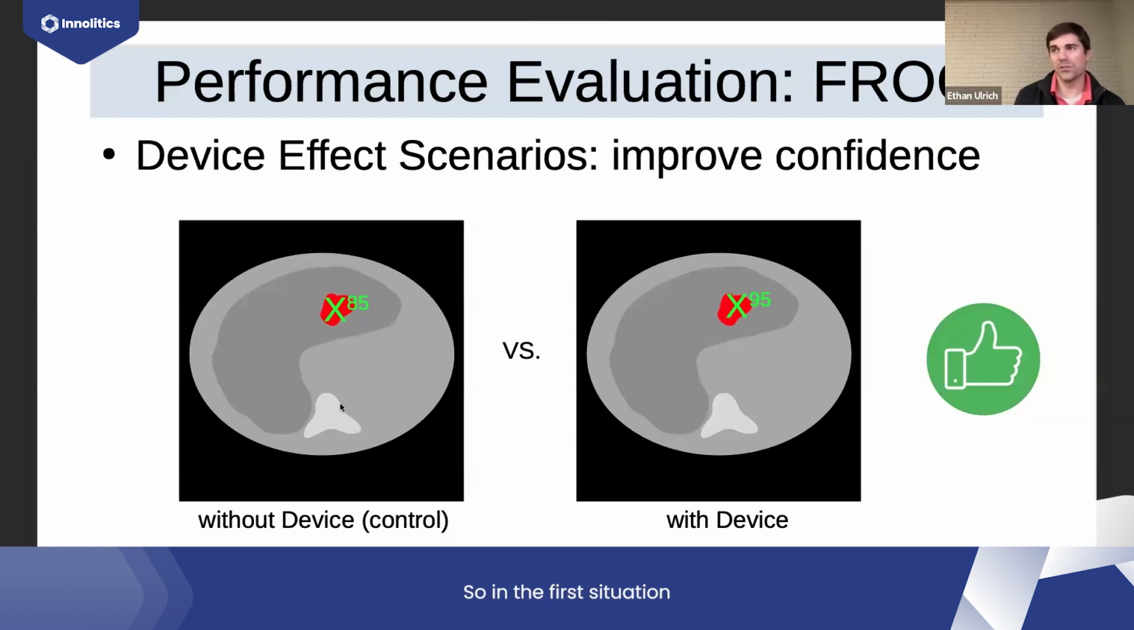So in the first situation, when they weren't using the device, they gave it a confidence of 85. However, when they use the device, they boosted their confidence. So they're much more certain that this is a lesion after using the device. And that is also a good thing for the evaluation. It shows that there is a positive effect of your device. So maybe not as obvious, but that's another thing that can happen. It's not just about finding the lesions, it's also about how confident you are at finding them.